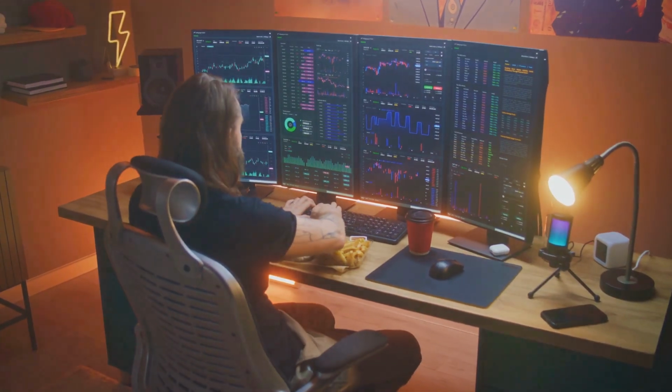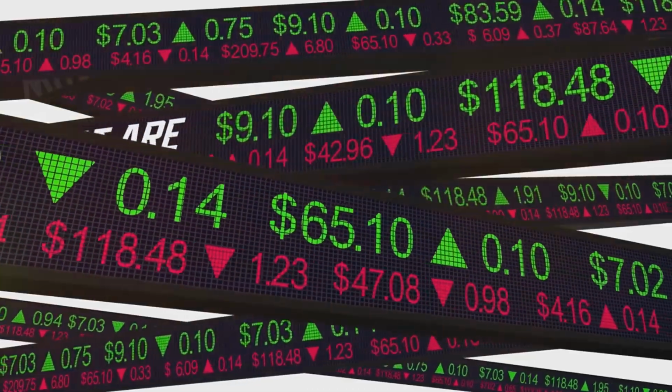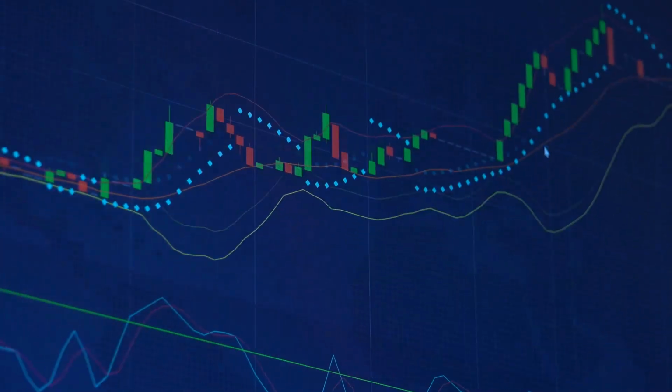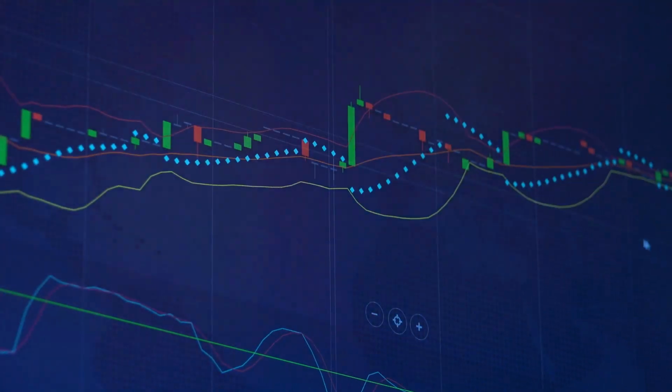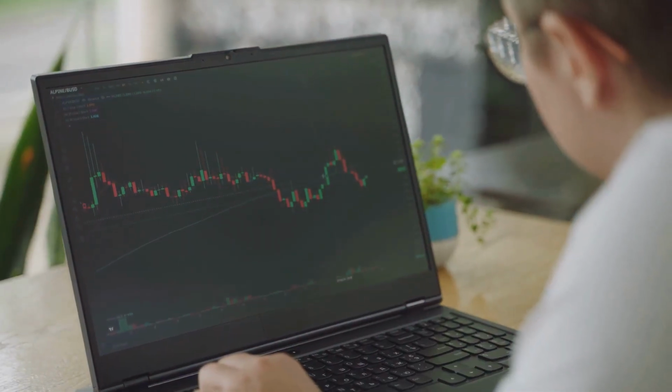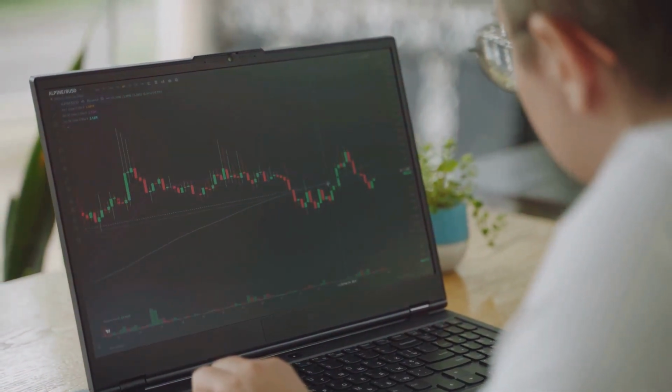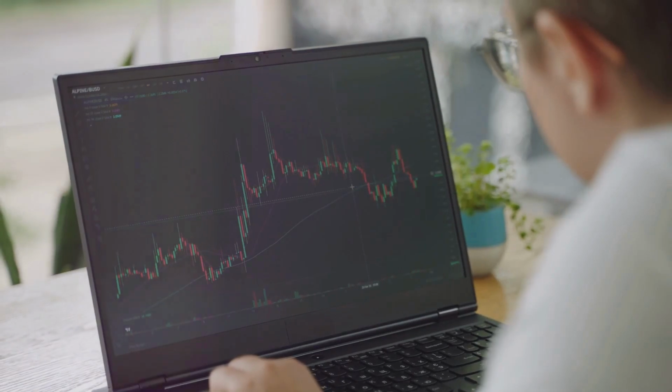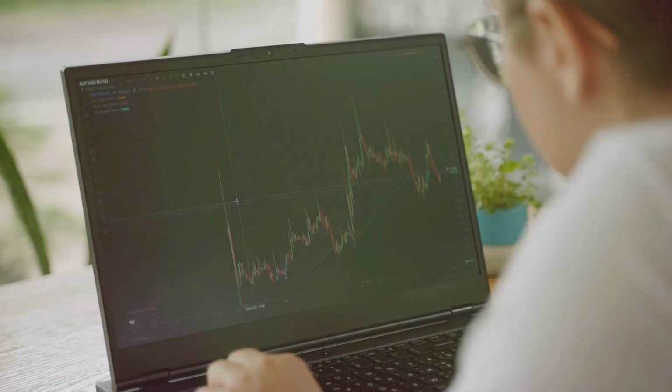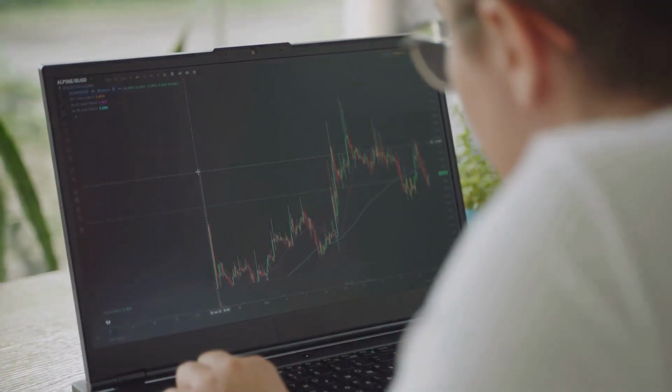Start by defining your trading goals. What do you hope to achieve through trading? Are you looking for short-term profits or long-term growth? Once you have a clear understanding of your goals, you can develop a trading plan that outlines your entry and exit points, risk management rules, and profit targets.